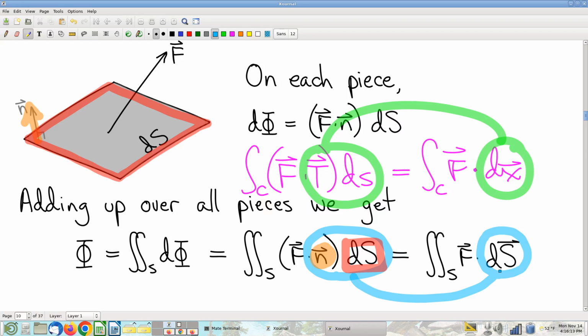So the dS vector, the way I like to think about it, tells you everything you want to know about this little piece of surface. It tells you how it is oriented and how big it is, in the same way that dx tells you everything you'd want to know about a little piece of curve. How is it oriented and how big is it? Right, same deal. So, very handy notation, but also a really natural notation.